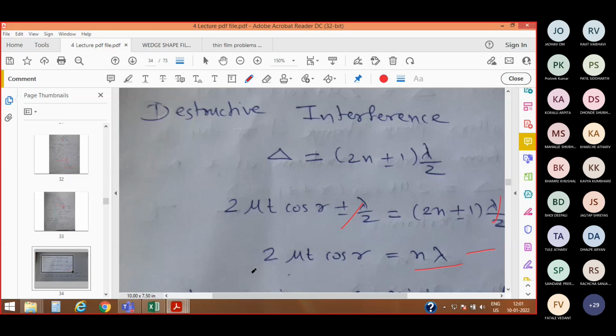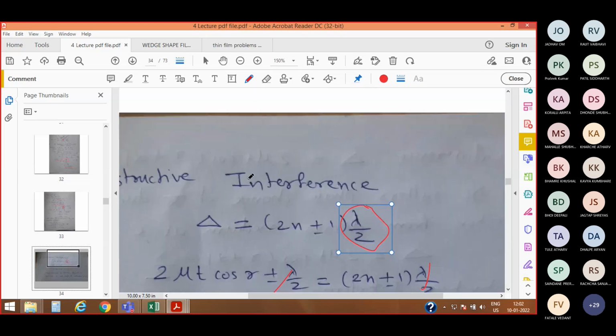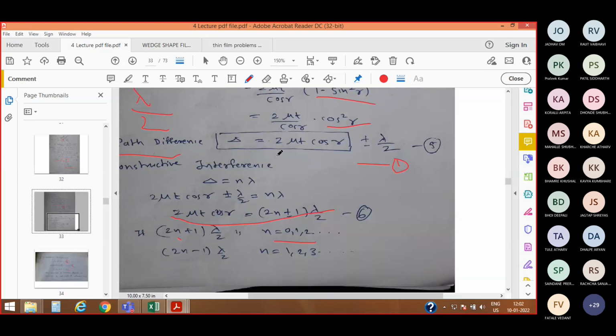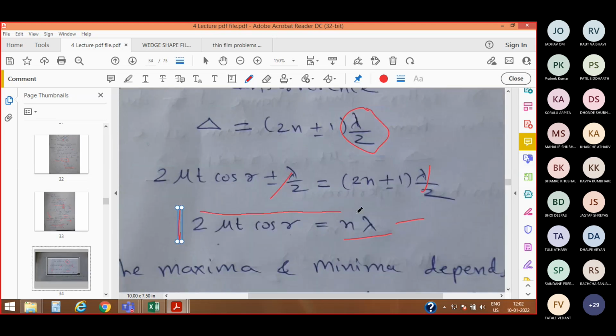For destructive interference, path difference is equal to (2n plus minus lambda by 2). यहाँ पे क्या है, लैम्डा बाय 2 होती है if it is destructive. Wavelength is 50%, means 0.5 of the incident wavelength. Then we are getting this equation, 2 mu t cos r plus minus lambda. Put the value of path difference here, in this equation. Then we are getting 2 mu t cos r is equal to n lambda. So this is the condition for getting the maxima.